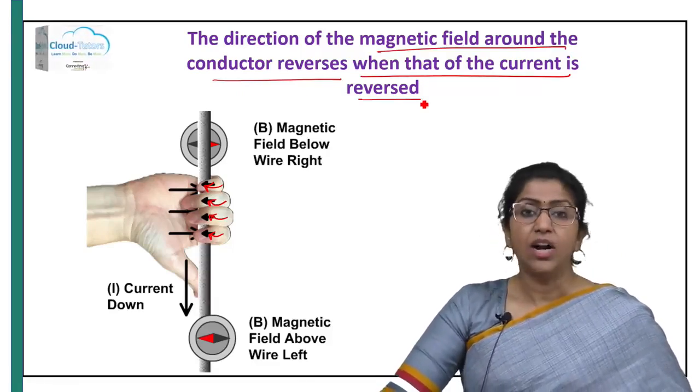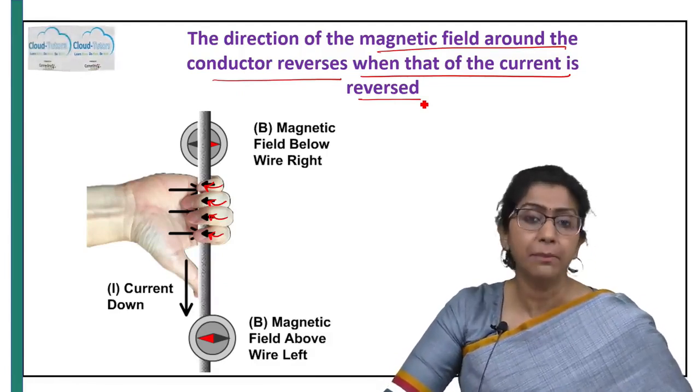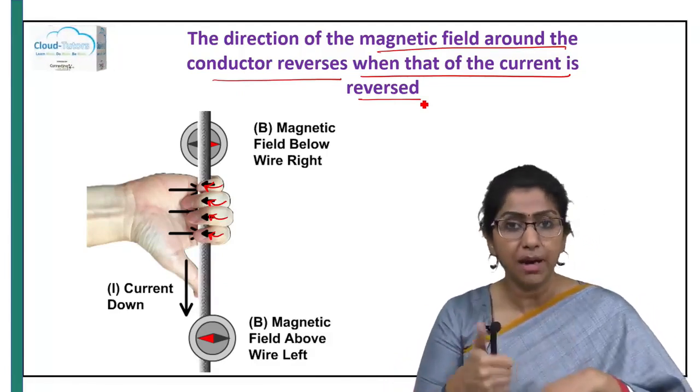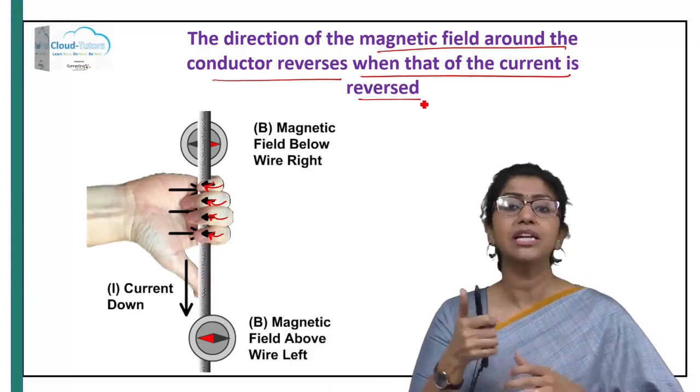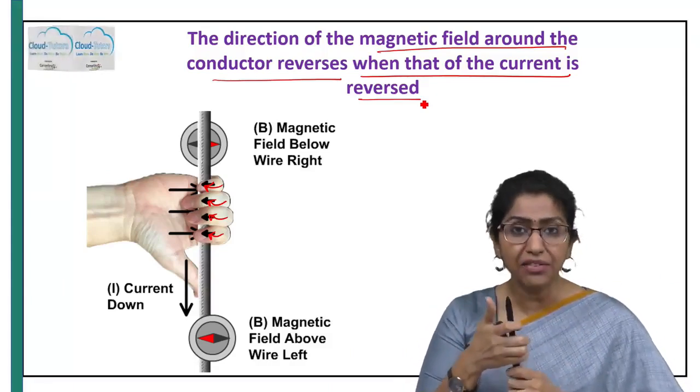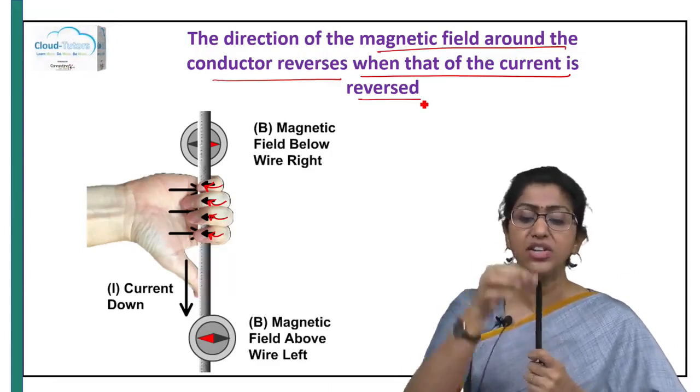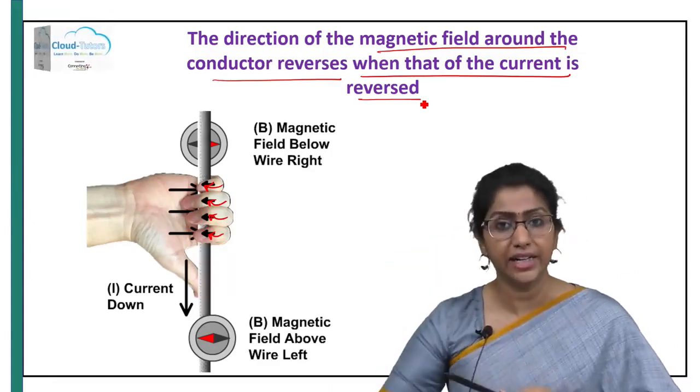And this is called Maxwell's thumb rule, Maxwell's right hand thumb rule, which is used to determine the direction of the magnetic field induced around a straight current carrying conductor.